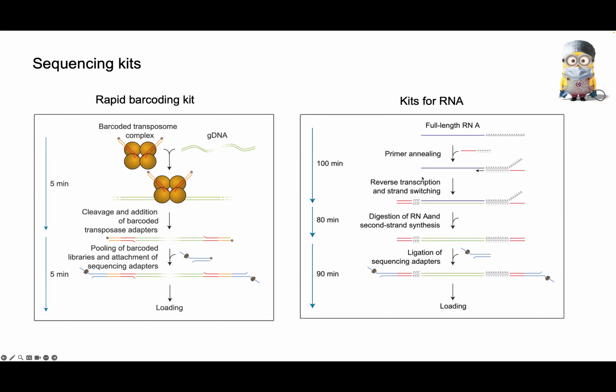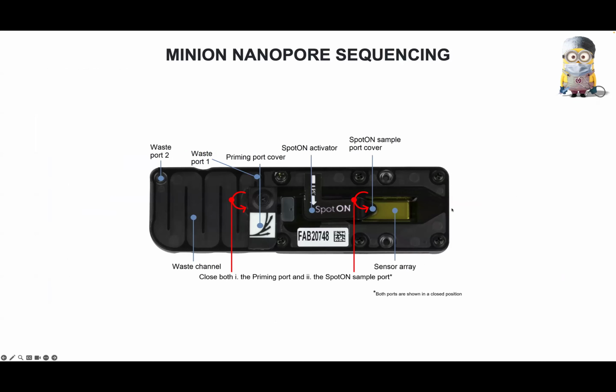It depends always on your needs which kits are best for you. So here you can see an example of a flow cell which we are using for sequencing. The most important parts of this flow cell are, first of all, here the priming port where you add the buffer mix, and then you've got here the SpotON port where you add your sample in the end. And you can use the flow cell once, or you can even wash it and then use it again.